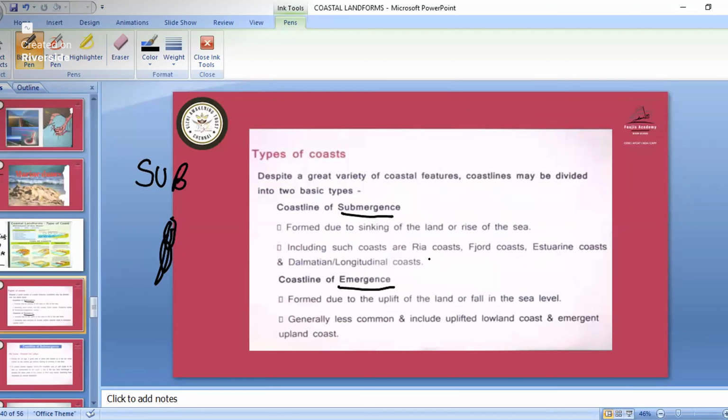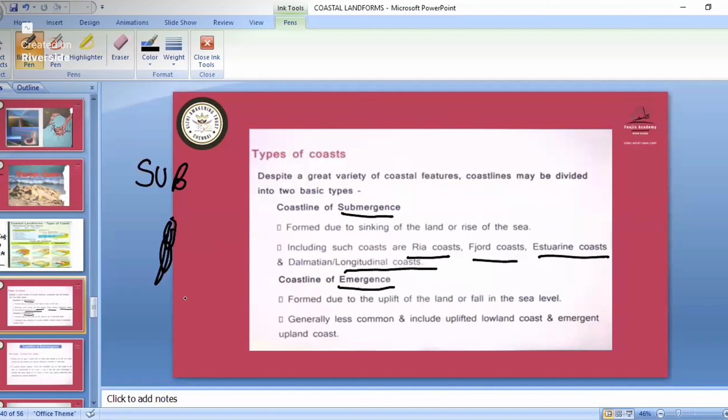So in that we have different types of coast. We have ria coast, fjord coast, estuarine coast, then Dalmatian or longitudinal coast in the submergence coast. Then coastline of emergence, that we have seen in eastern India, the eastern coast, when we were studying about that.